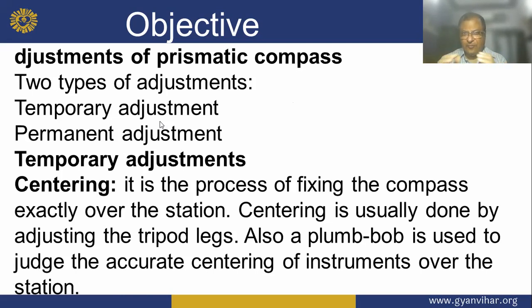Now, adjustment of the prismatic compass. There are two types of adjustments: one, temporary adjustment, and two, permanent adjustment. Temporary adjustment means centering. It is the process of fixing the compass exactly over the station. Centering is usually done by adjusting the tripod legs. Also, a plumb bob is used to check the accurate centering of the instrument over the station.